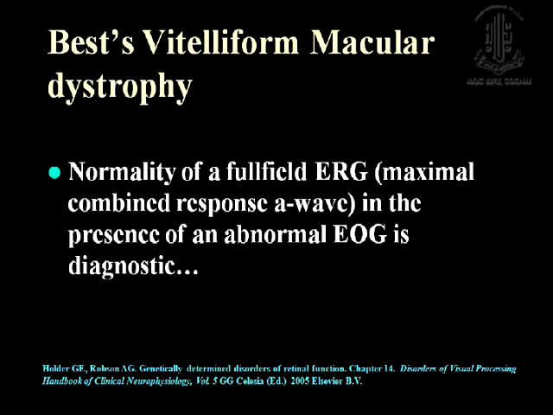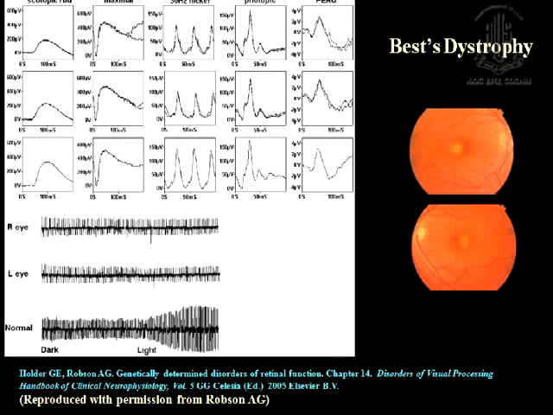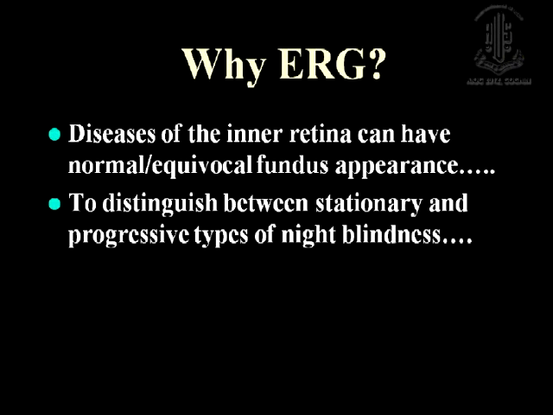Then usually when the EOG is abnormal, you will have an abnormal ERG, in contrast to Best disease, where there is a normal full field ERG, as in this patient. You see the EOG of the right and left eye of this patient absolutely flat, there's no light rise, and the ERG is absolutely normal.